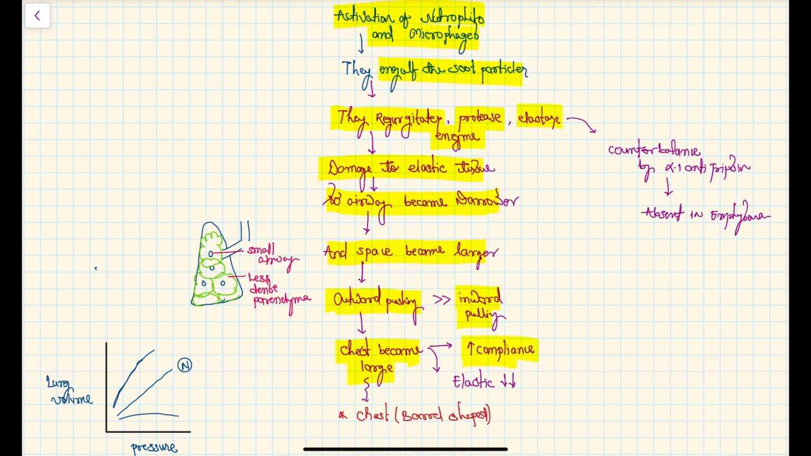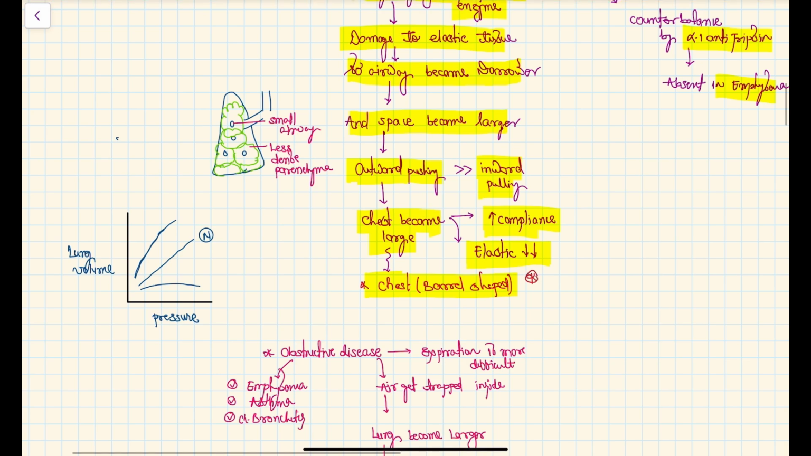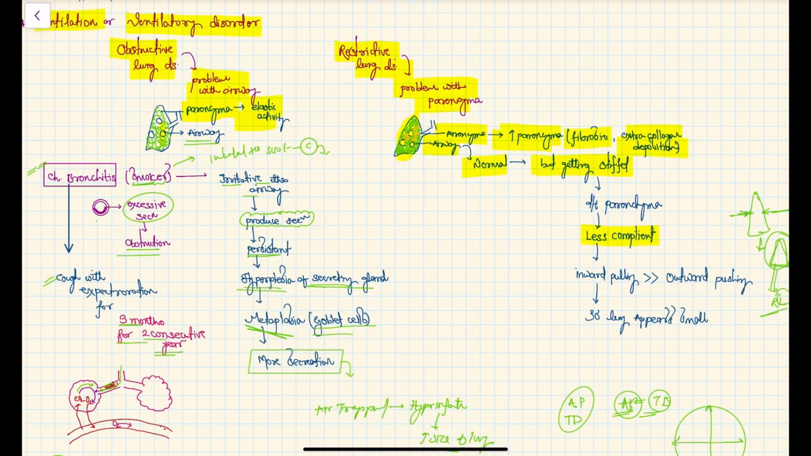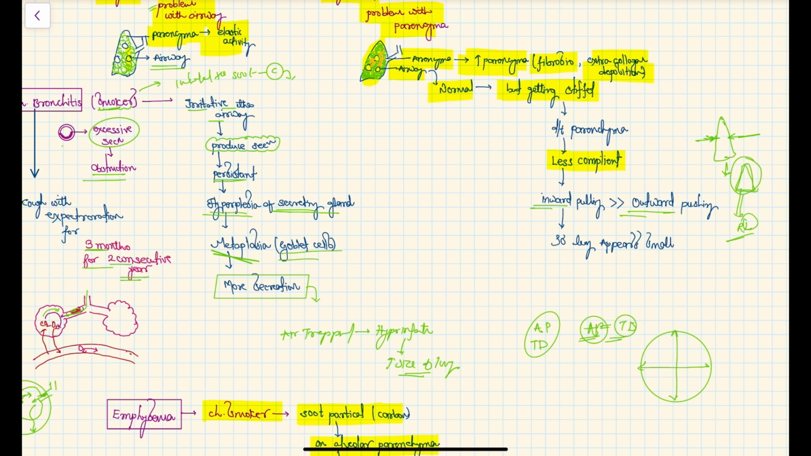The space inside the lung is increased, so compliance is increased and the elasticity is decreased. Why? Because of elastase. But this mechanism is counterbalanced by alpha-1 antitrypsin, which is absent in emphysema. So the chest wall becomes barrel-shaped, which is the characteristic of emphysema. Now we see obstructive lung diseases are a problem with the airway, and restrictive diseases have a problem with the parenchyma. So here inward pulling is more than outward pushing. Here outward pushing is more than inward pulling.